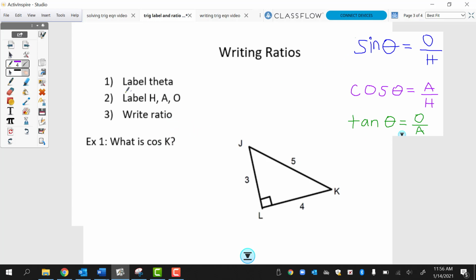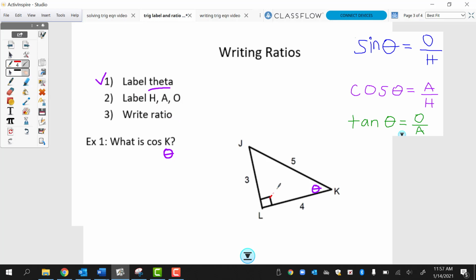So in this one, it says, what is cosine of K? This tells me which equation I should be picking over here. And K is telling me that's where I should be drawing theta in my picture. So as my first step, I label theta. Now theta, they're telling me is supposed to be on the letter K. So I'm going to go in the picture to where K is. I'm going to put theta. Okay, check, label. Now I'm going to label my sides with H, A, and O.